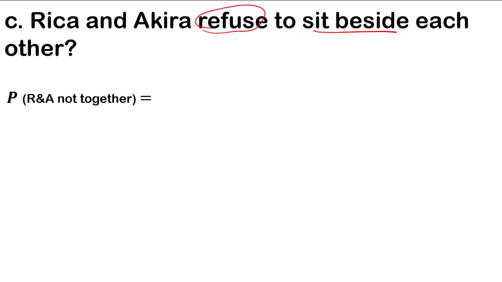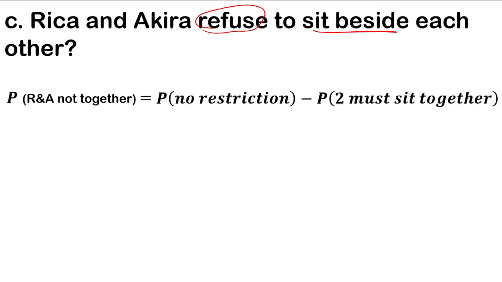The permutation of Rika and Akira not together will be the difference of the permutation with no restriction and the permutation of two must sit together. Saan mo nakukuha itong two must sit together? Okay? Kung ilan ang ayaw, say isa, dalawa. Dalawa ang ayaw magtabi. So, ibig sabihin, yung dito, dalawa ang gusto magkatabi. Okay? Dun sa formula mo.